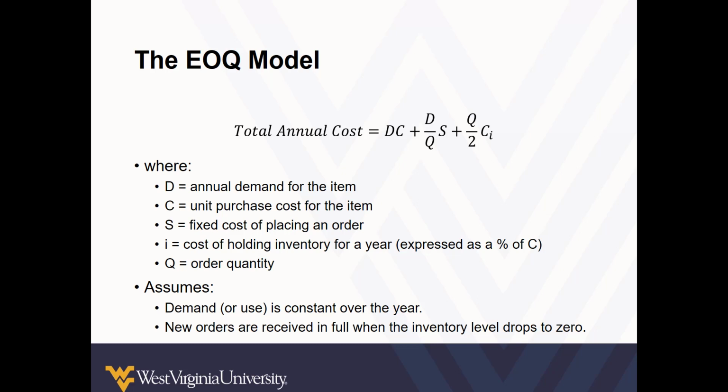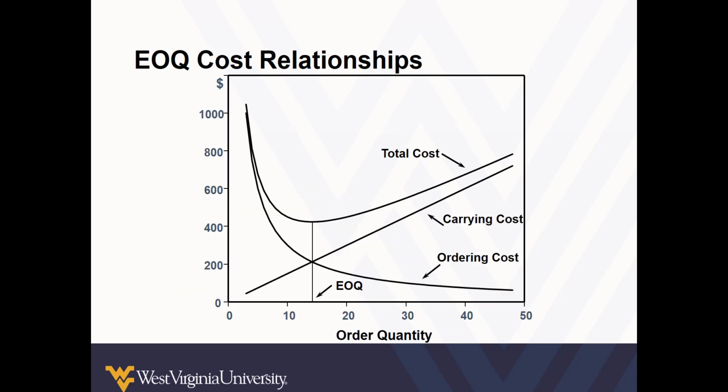The third term, Q over 2 times CI, represents the annual cost of holding inventory. On average, Q over 2 units are held in inventory throughout the year. Multiplying this term by CI represents the cost of holding these units. And this figure shows the relationships among order quantity, carrying cost, ordering cost, and total cost. Notice that as order quantity increases, ordering costs decrease and carrying costs increase. The goal in this type of problem is to find the EOQ that minimizes the total cost.